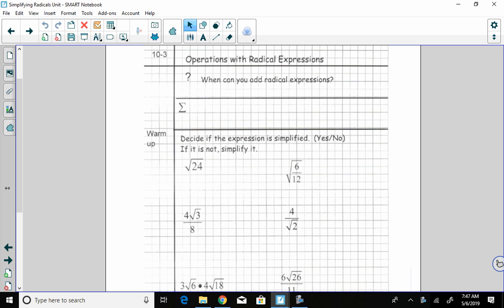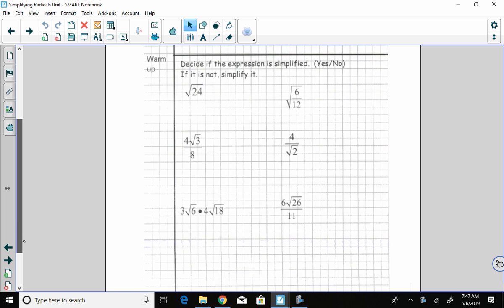There's a warm-up there, and I would like you guys to answer. Decide if the expression is simplified. Just put a yes or no. However, if it is no, I want you to simplify it so that I can tell if you do have the exact idea down. So I'm going to ask you guys to pause this video at this point, and then I'll put the answers back up.